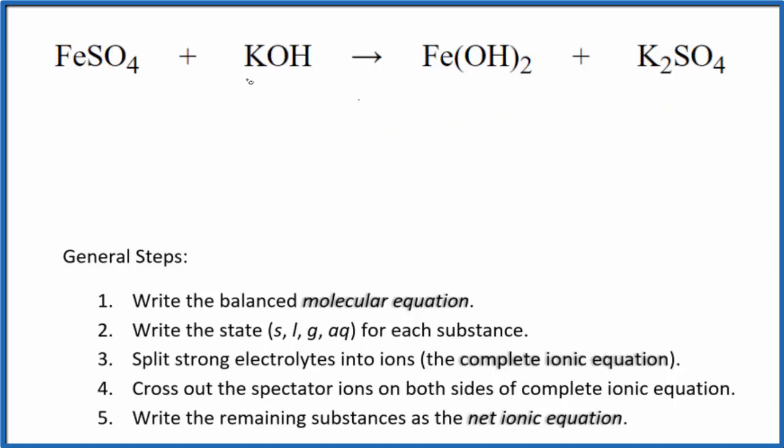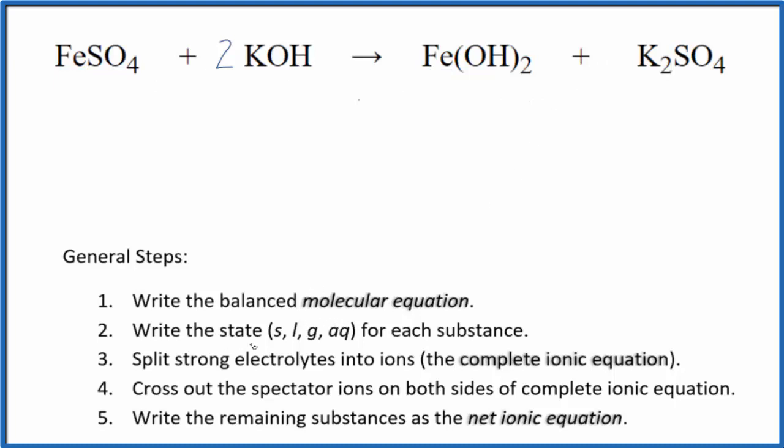I can see that I have 1 potassium here and 2 here. So I'm going to put a 2 in front of this potassium hydroxide. Now I have 2 potassiums. Those are balanced, 2 hydroxide ions. But I have 2 hydroxide ions here and then 1 iron on each side. This is the balanced molecular equation.